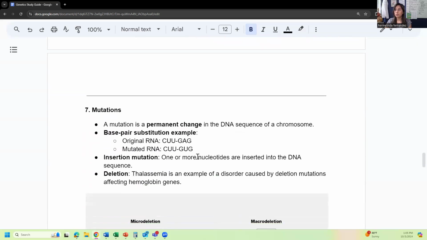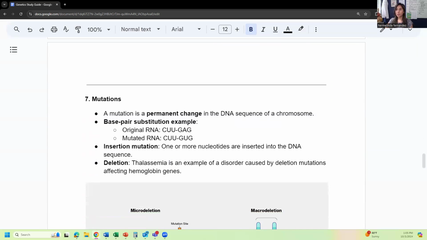Now we have mutations. Make sure you know that mutations are a permanent change. This is a permanent change in the DNA sequence of a chromosome, okay? And now base pair substitution. This can pretty much change the RNA sequence. The original RNA would be CUU, GAU. In the mutated version, we can change that A to a U, so it would be a whole different RNA strand.